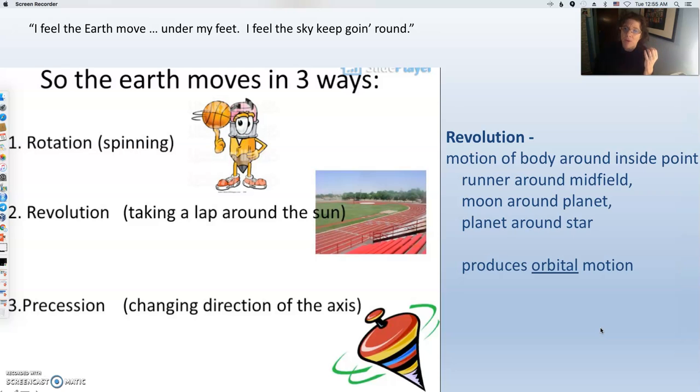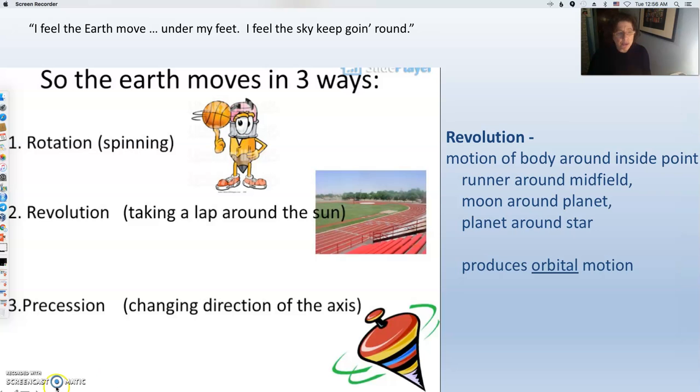Let's go over the revolution movement as well. Revolution is the motion of a body around an inside point. Now, just a second ago, I talked about the Earth revolving around the sun. And actually, the Earth does not revolve around the sun. The Earth revolves around a point on the outside of the sun, and the sun revolves around the same outside point. So the sun actually revolves around its exterior once every 27 days, something new to learn, and the Earth revolves around that point once every 365 days. And this is the orbital motion that we were talking about.